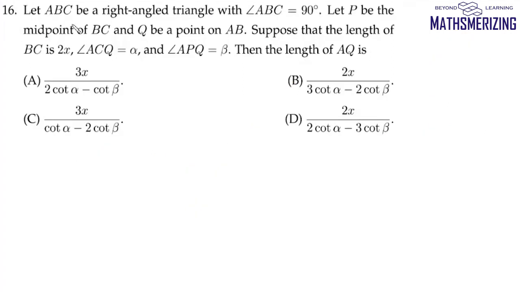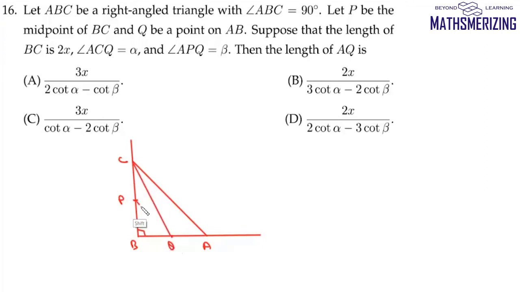Now question number 16 is, let ABC be a right angle triangle with angle B 90. So let us take a right angle triangle ABC. So B, A and C. Now angle B is 90. Let P be the midpoint of BC and Q be a point on AB. Now suppose that the length of BC is 2x, angle ACQ and angle APQ. Now it says this angle is alpha and this angle is beta. We need to find the length of AQ.